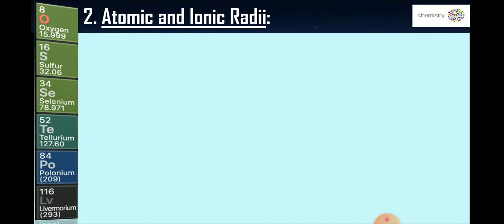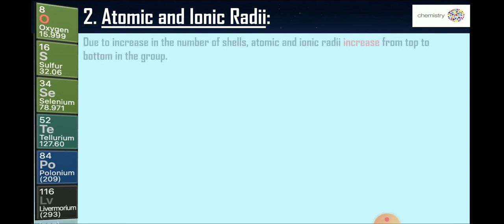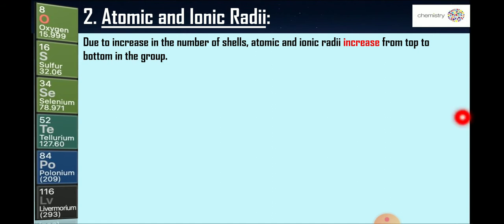Second one, atomic radii or ionic radii. So when you move down the group, you take any group, here in particular group number 16, from oxygen to sulfur to selenium up to livermorium, what happens to the atomic size? What happens to the atomic radius? So we know that it increases due to the increase of what? Due to the increase of number of shells.